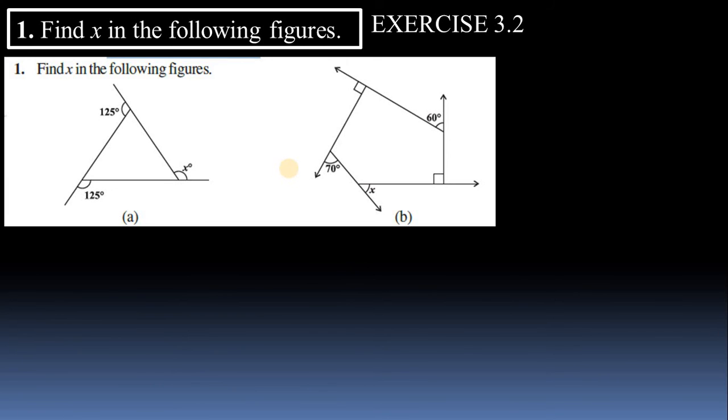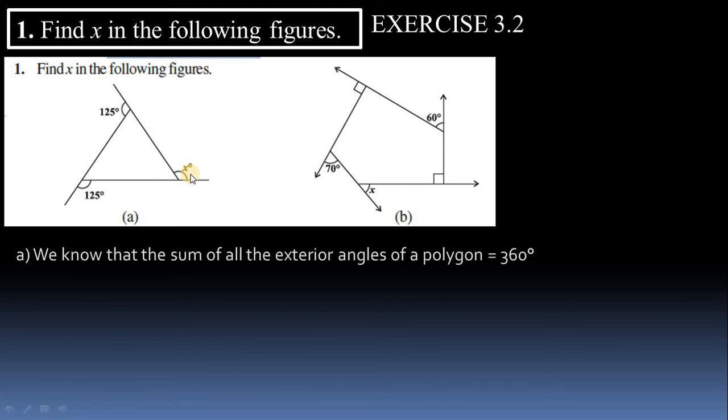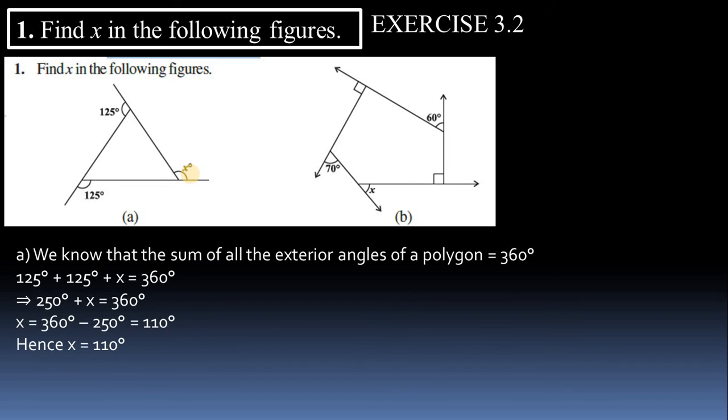So in Exercise 3.2, question number 1, find the value of x. It's quite easy, because as you know the sum of the exterior angles is 360 degrees. So you simply do 125 plus 125 plus x equal to 360. As the sum is 360, the addition of all of these is 360. Then you calculate the value of x, so x equals 110 degrees.